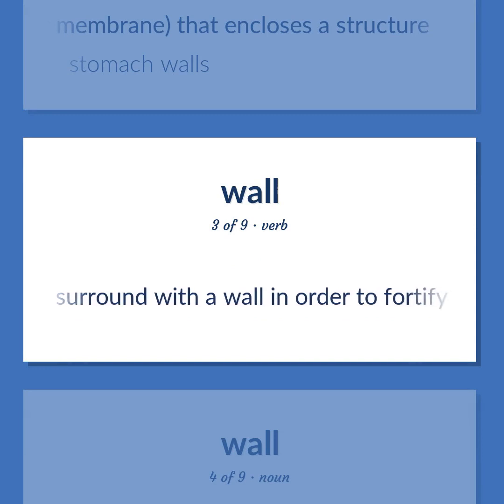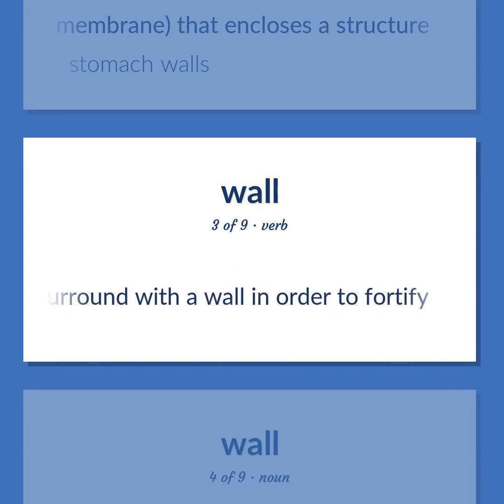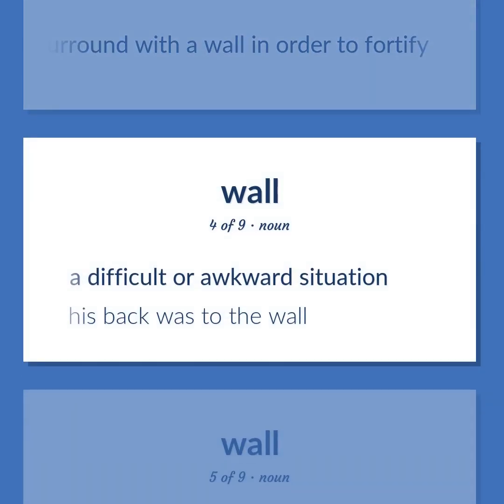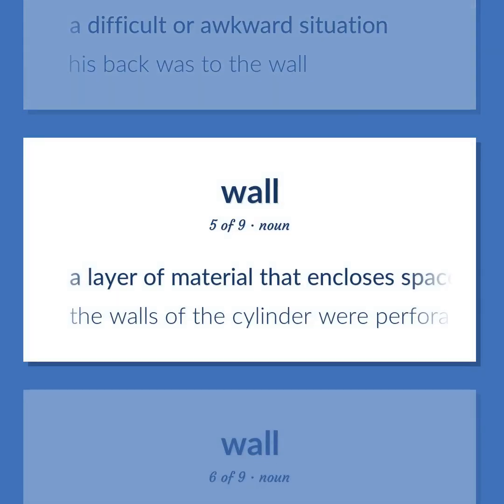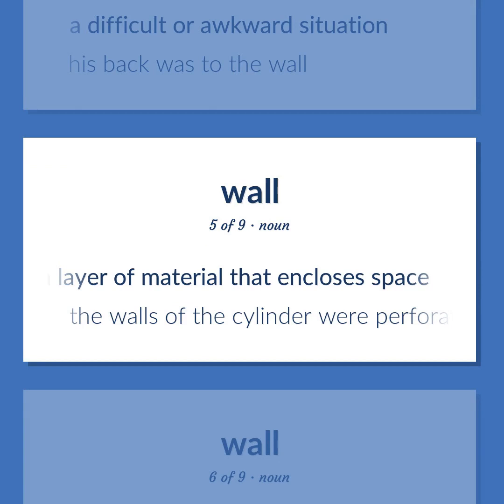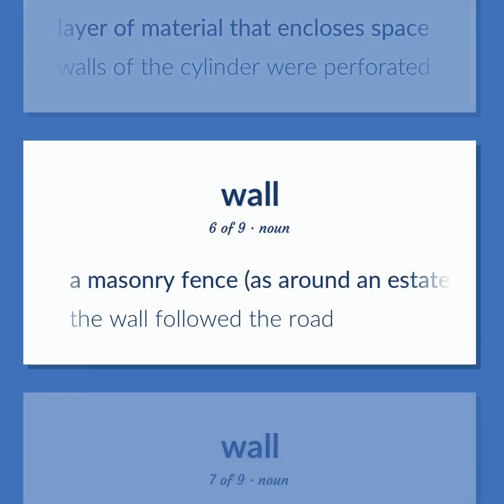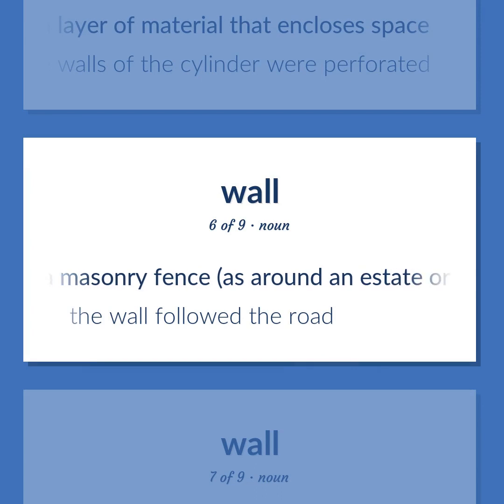Surround with a wall in order to fortify. A difficult or awkward situation. His back was to the wall. A layer of material that encloses space. The walls of the cylinder were perforated. A masonry fence, as around an estate or garden. The wall followed the road.